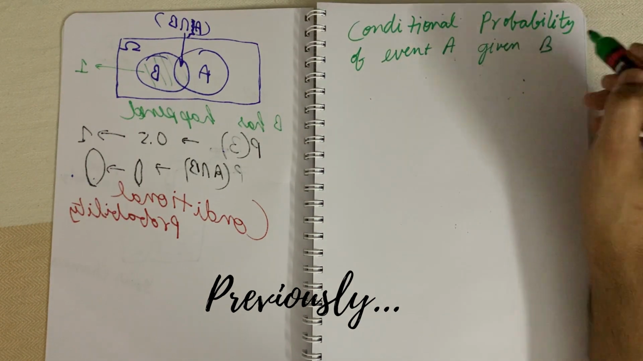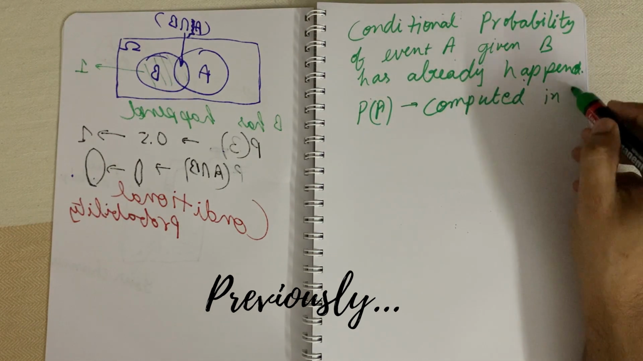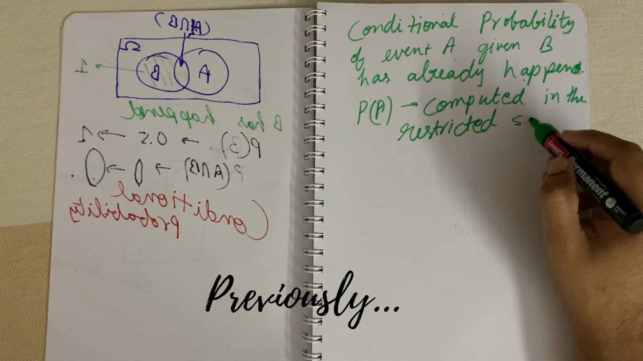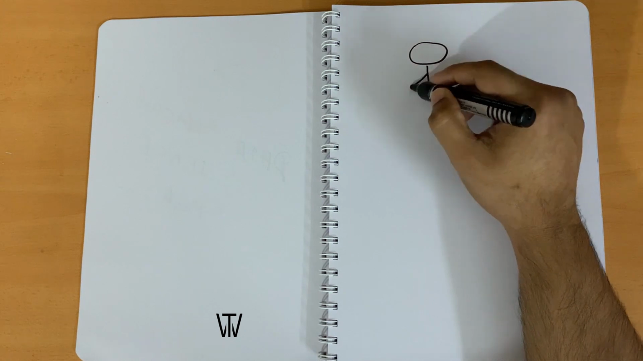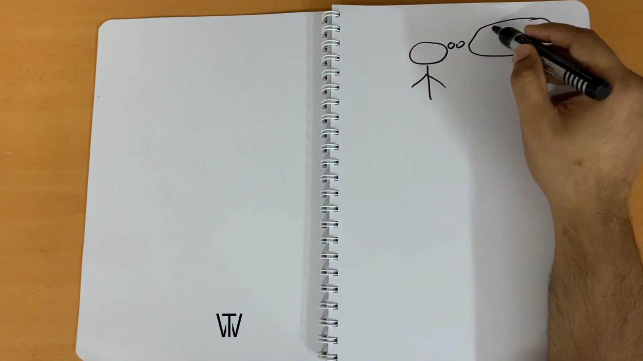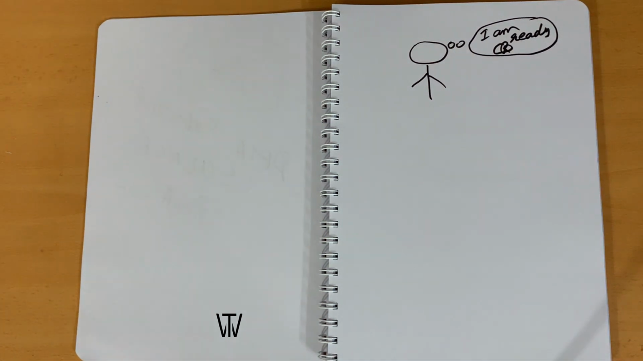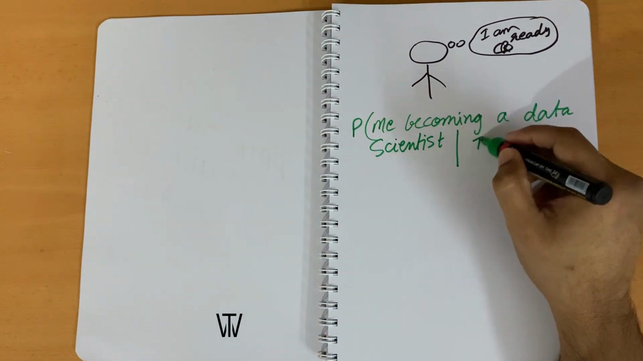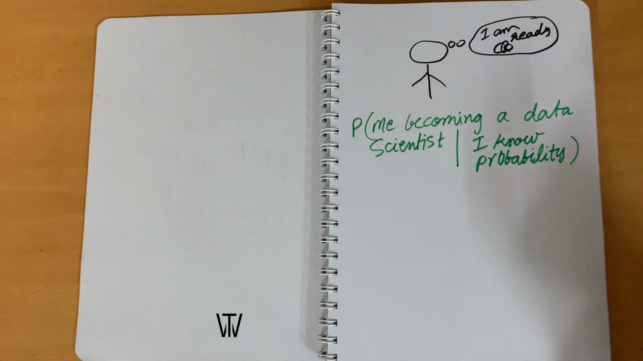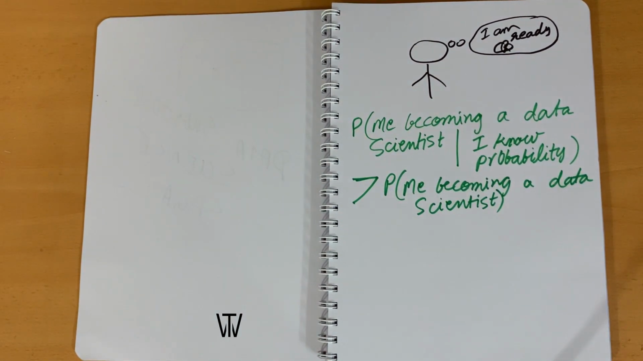So the conditional probability of event A, given that we know that B has already occurred, is the same as the probability of A computed in the restricted sample space B. You must be thinking, now that I have understood conditional probability, I must be close to becoming a data scientist. You might be thinking that the probability of me becoming a data scientist, given that I know conditional probability, is greater than the probability of me becoming a data scientist in general.